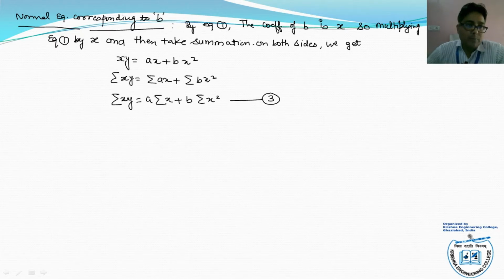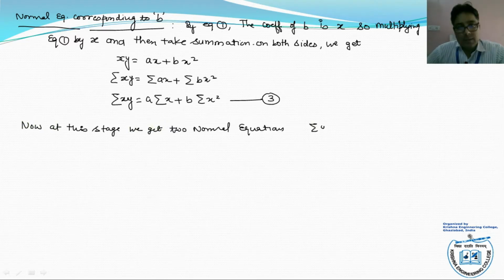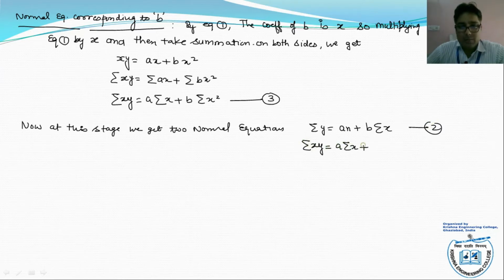Now at this stage we get two normal equations: sigma y = an + b sigma x, this is equation second, and next is sigma xy = a sigma x + b sigma x². This is equation number third.